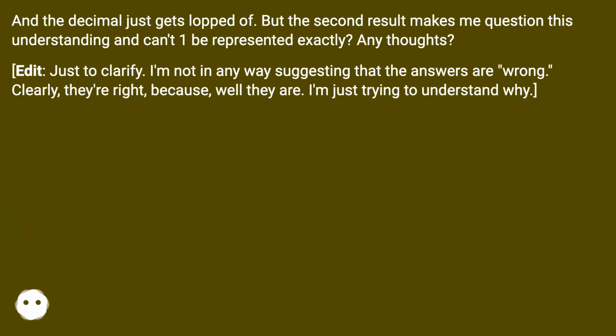Any thoughts? Edit: just to clarify, I'm not in any way suggesting that the answers are wrong. Clearly, they're right, because, well, they are. I'm just trying to understand why.